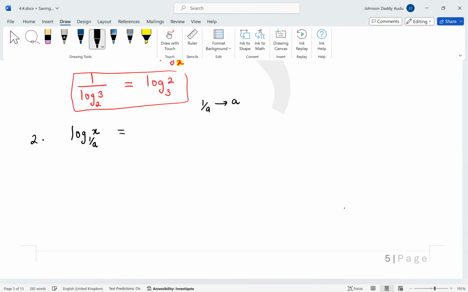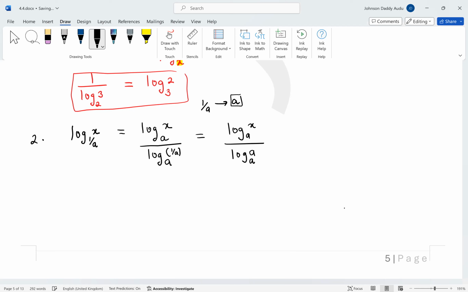So what do we write? This will just be the base that you are interested in. You are interested in a. So just put a here, right? Then you put the argument, which is still x. Then you divide by log to base your new base and your old base, which is 1 over a, right? And this will just give us log to base a of x over, but what is this one? Don't forget that this is just going to be log to base a.